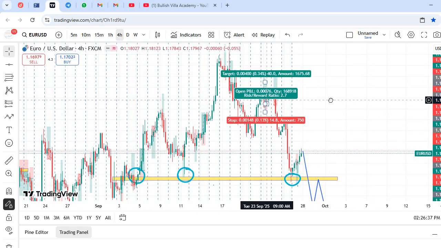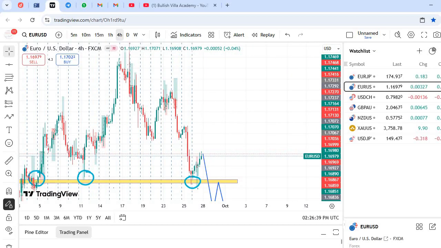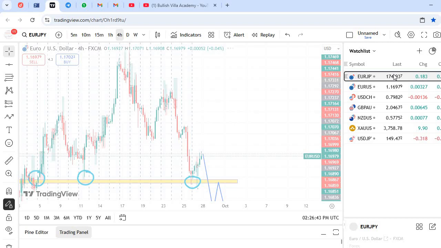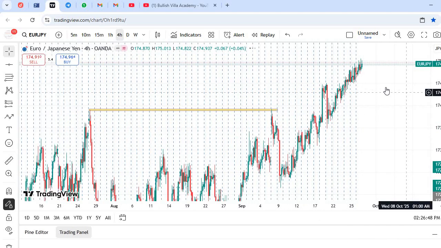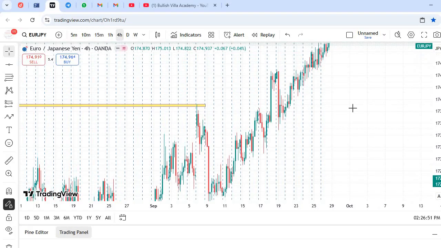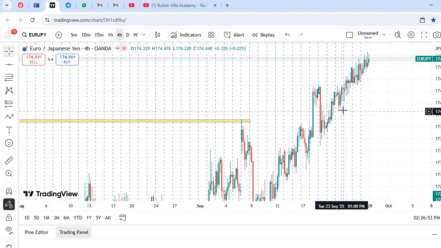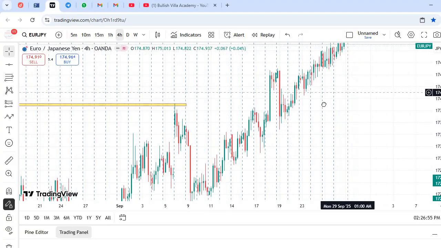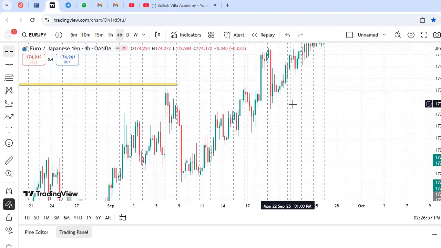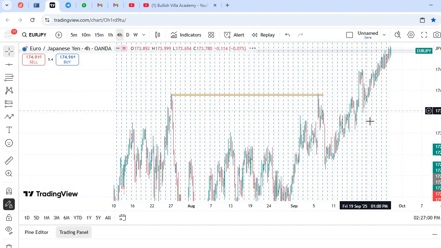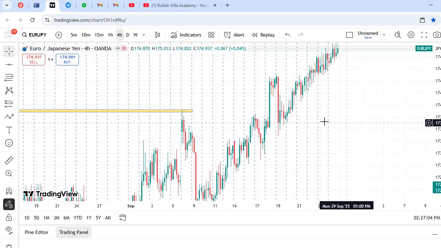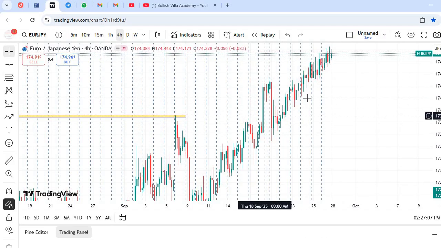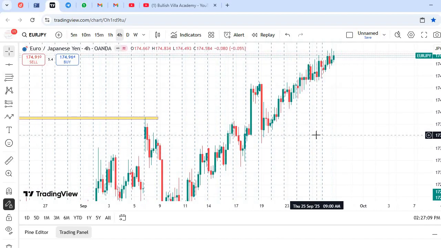Alright, so let's look at one or two other pairs. Let me see EURJPY. I've not been trading EURJPY for some time now. I think the price has always been consolidating. Can you see? This is a bullish trend anyway, but it's not really strong.